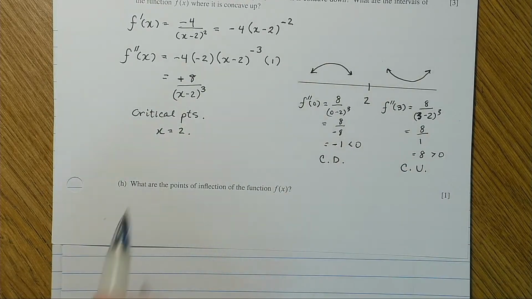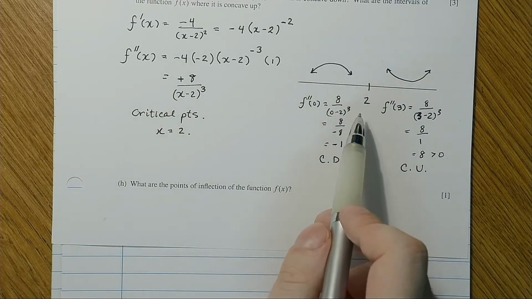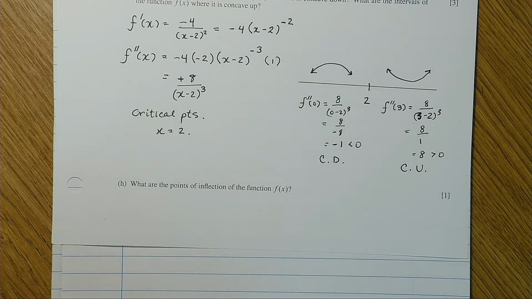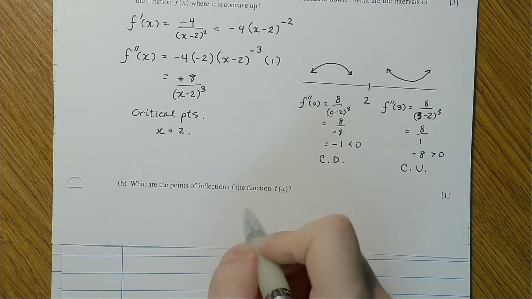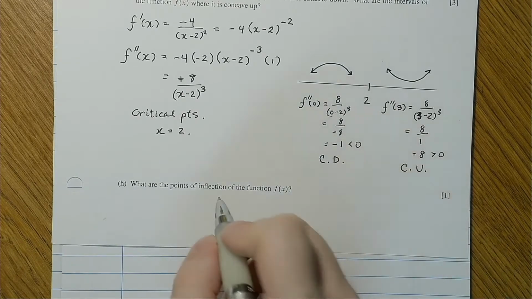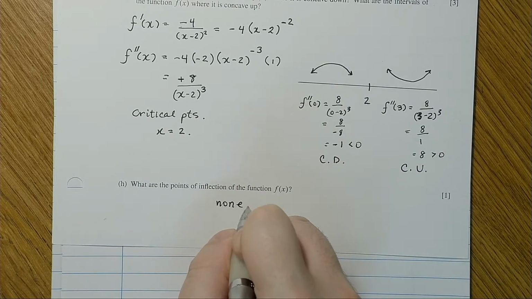You would have thought that since the critical point is at x equals 2, it would be a point of inflection, but it's not, because it is not defined at x equals 2, so no, there is none.